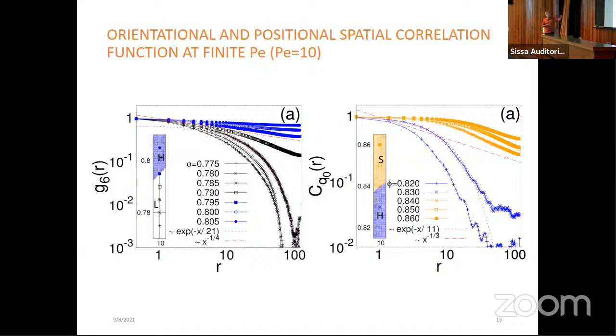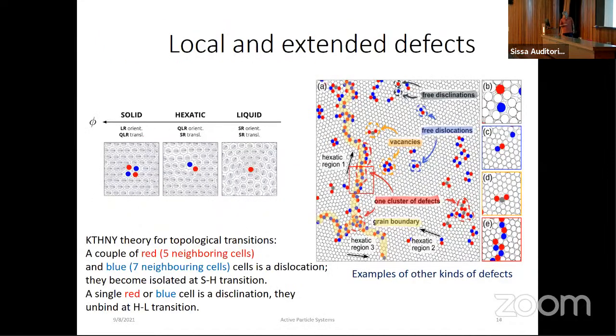Similar things can be found for the other correlation function describing the hexatic-liquid transition. Something more new that I want to show here: there is no time to describe all this story, but these topological transitions are related to two different kinds of defect unbinding transitions. The solid-hexatic is related to the unbinding of dislocations, the hexatic-liquid to the unbinding of disclinations.